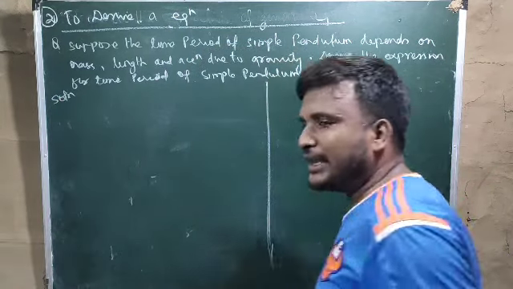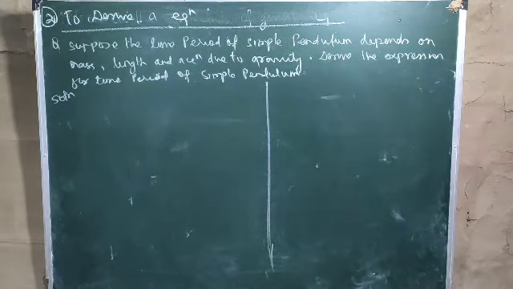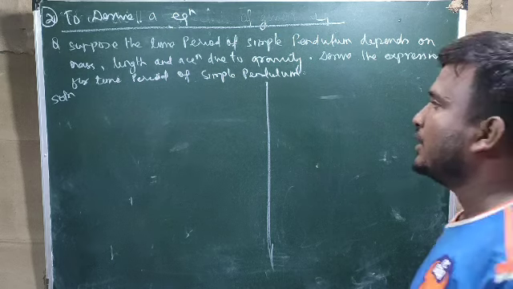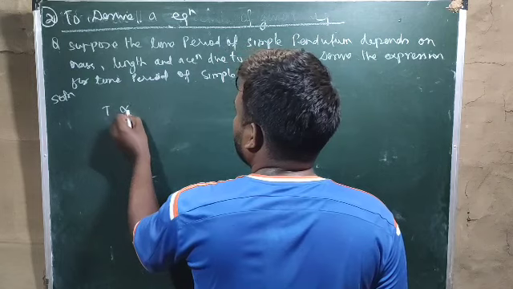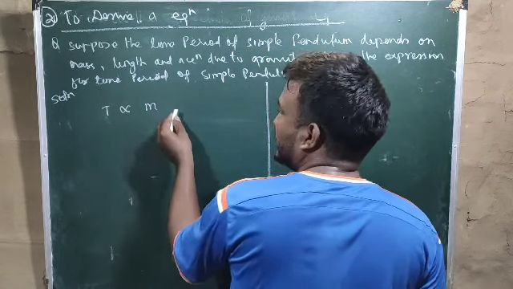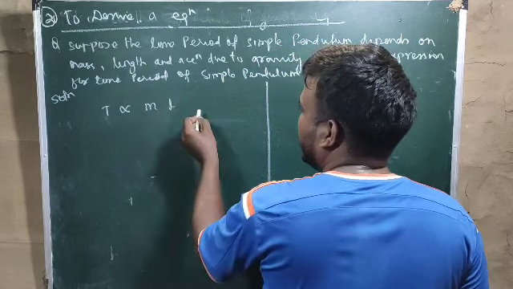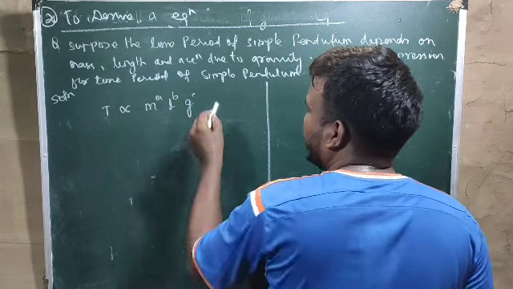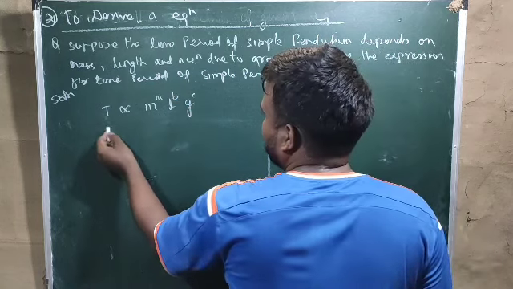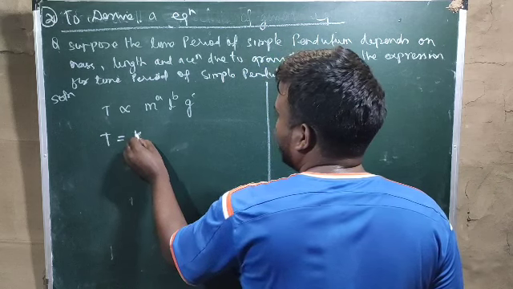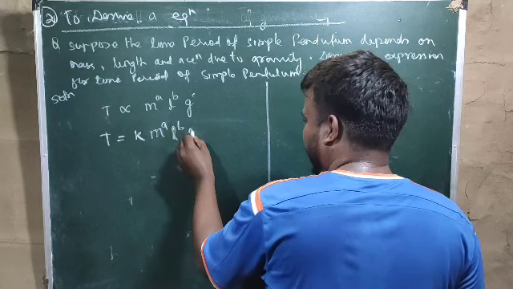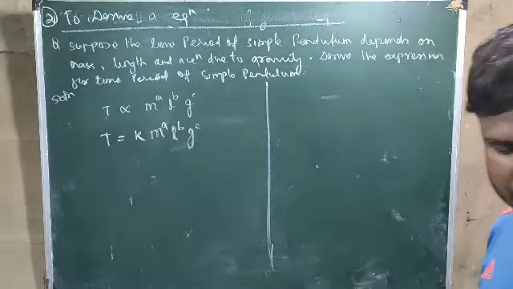We already know that time period depends upon mass, length and acceleration due to gravity. So time period is proportional to the mass of the bob to the power A, length of the pendulum to the power B, and acceleration due to gravity to the power C. If you remove the proportionality sign, then an equality sign and a constant K will be there: T equals K, M to the power A, L to the power B, g to the power C.